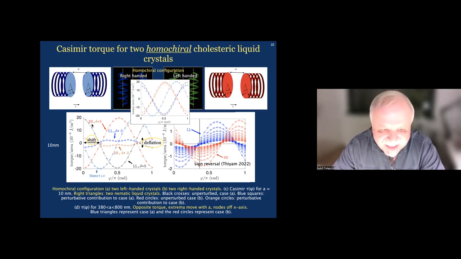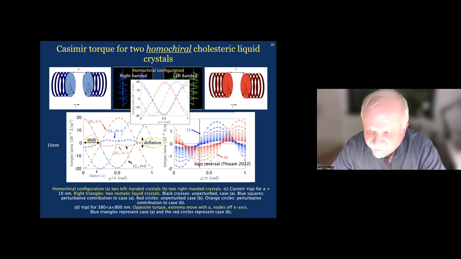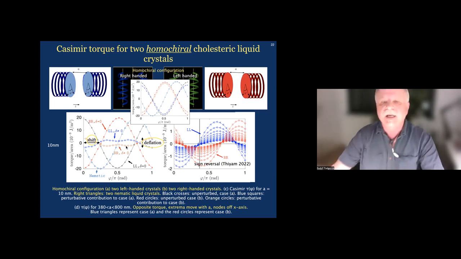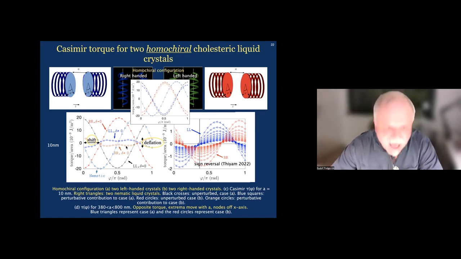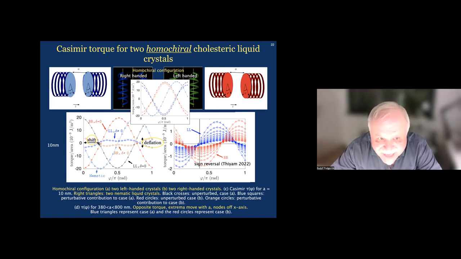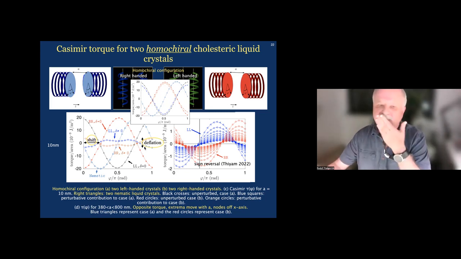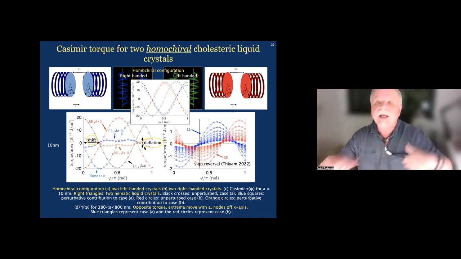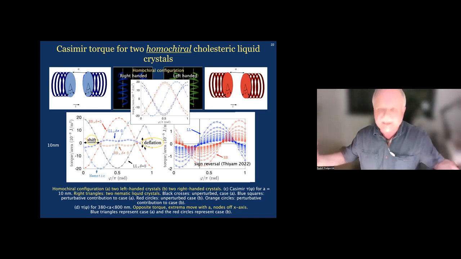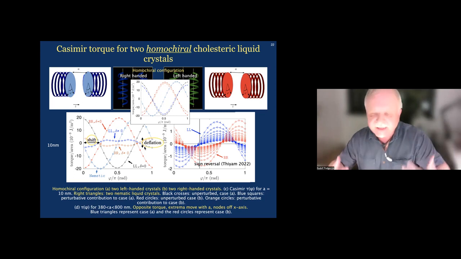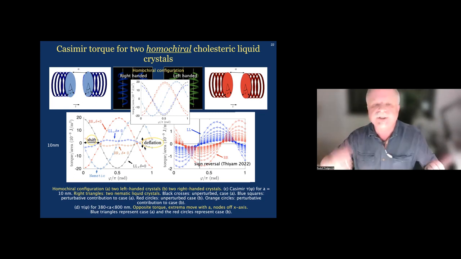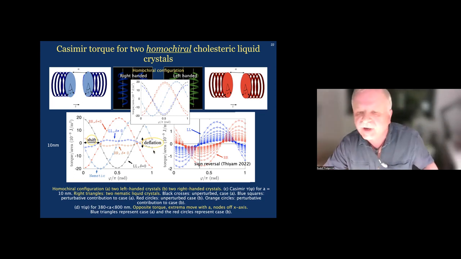So basically, the lowest order approximation is sinusoidal, but if you go to the first and the second contribution to the BCH formula, you will see that the dependence is not sinusoidal anymore. And this is like a generic thing that we find, that in the case of two cholesteric crystals interacting, the torque is not sinusoidal anymore.